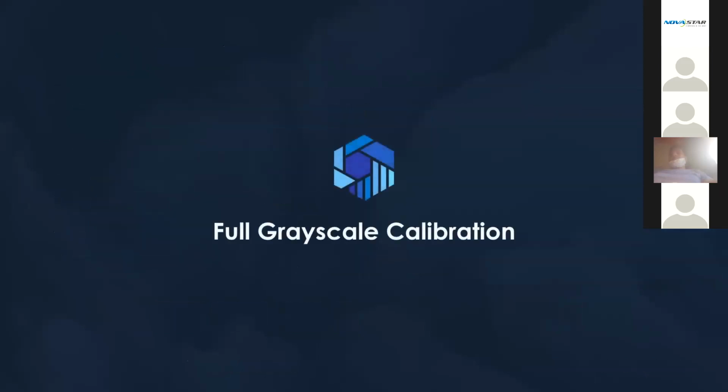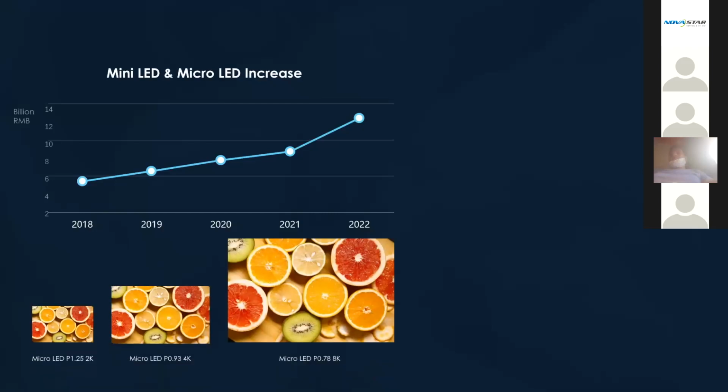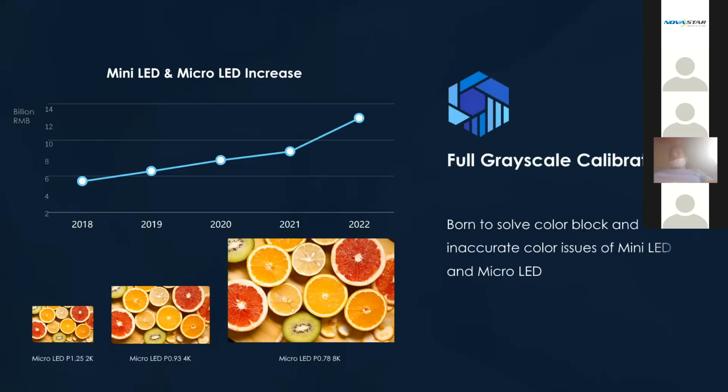The second core tech is full grayscale calibration. This is the sales amount of mini and micro LED over the past few years, and we can clearly tell that this market will continue to expand exponentially in the future. But along with popularization, some new issues must be solved, like severe color blocks and inconsistent uniformity. Full grayscale calibration is born to solve these issues.